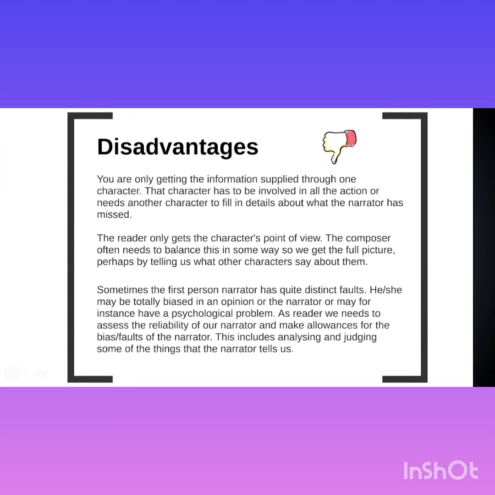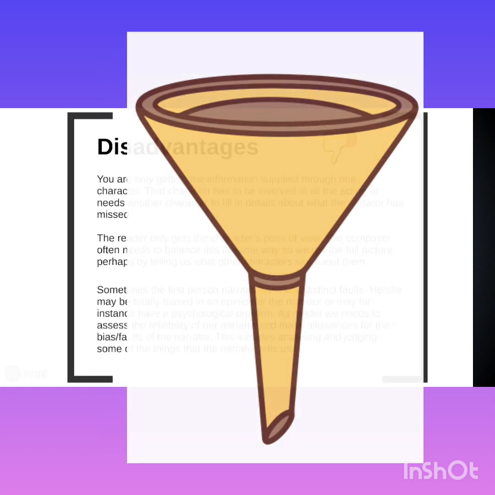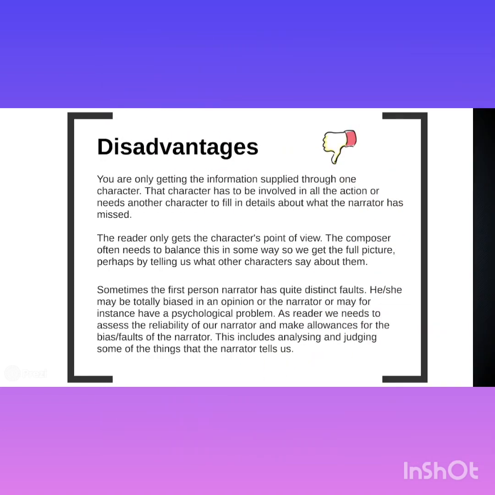However, there are some disadvantages. You're only getting the information from the story supplied through one character. That character has to be involved in all of the action, or needs another character to fill in details about what the narrator has written. If a story in the first person doesn't have this, it will often seem bare bones and unfinished. The reader only gets the character's point of view. The author needs to balance this in some way so we get the full picture, possibly by telling us what other characters say about them.